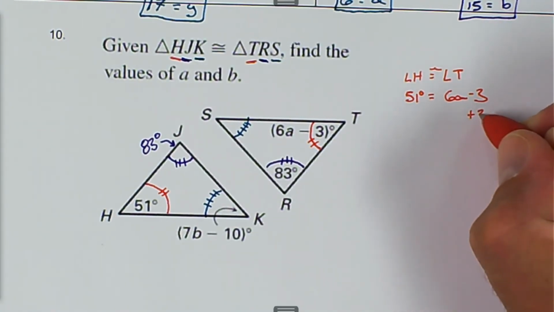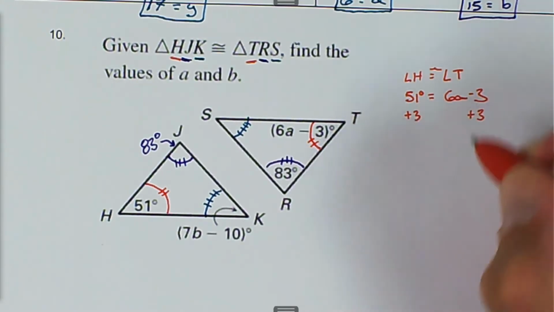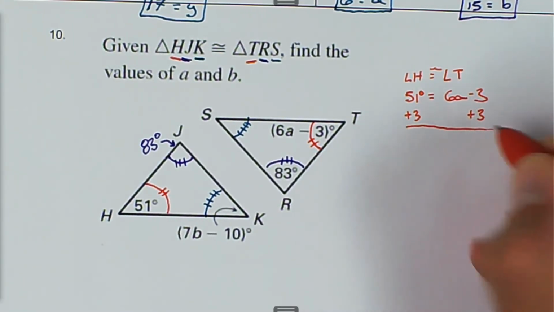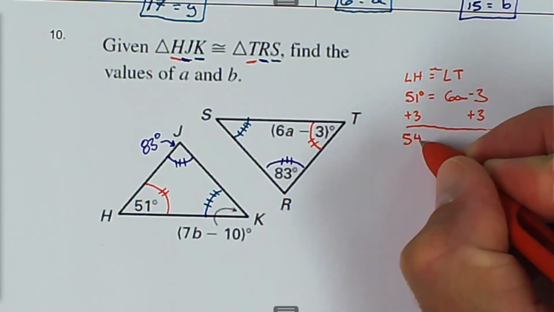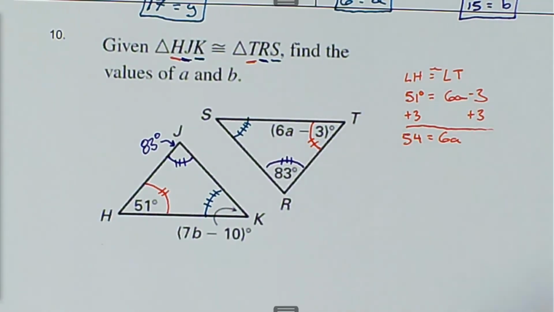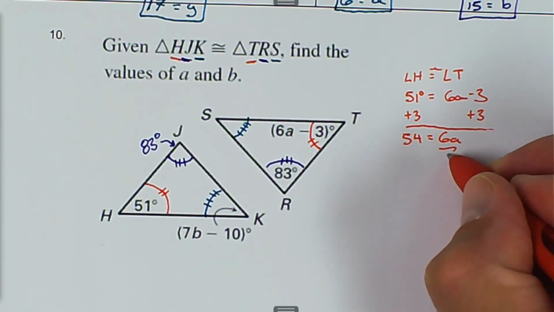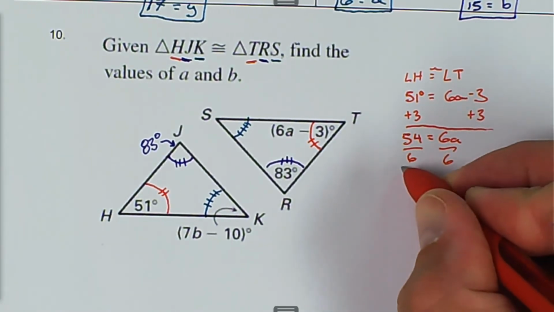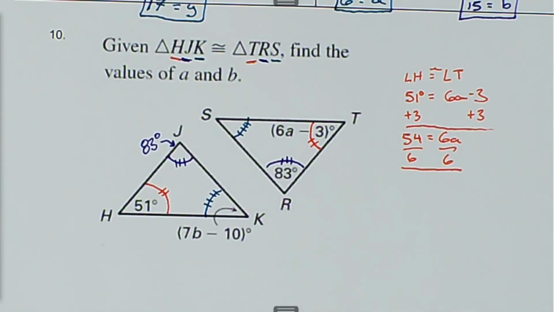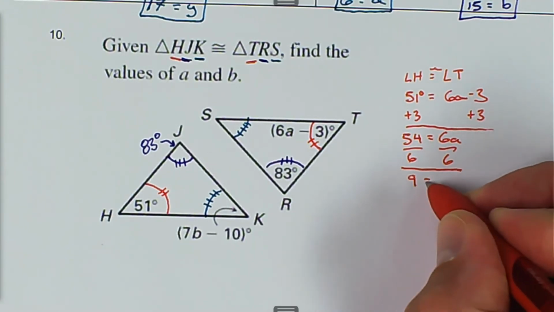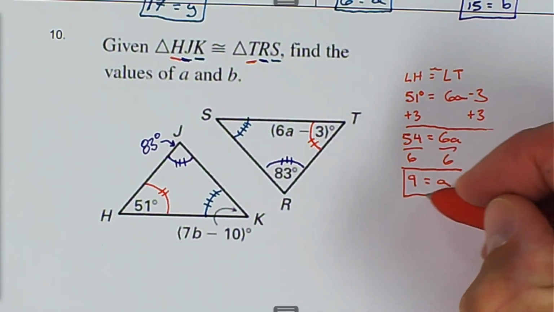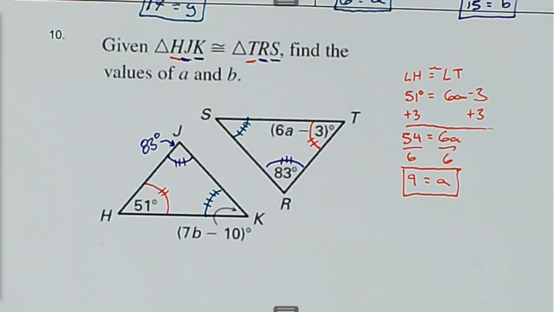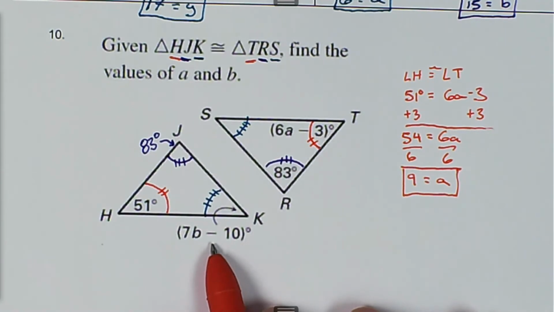And then we can add 3 to both sides of the equation. And then we get 54 is equal to 6A. And then we can divide by 6 and divide by 6. And then we get 9 is equal to A. And then we can figure out B.